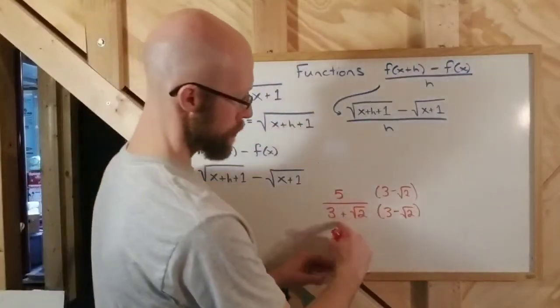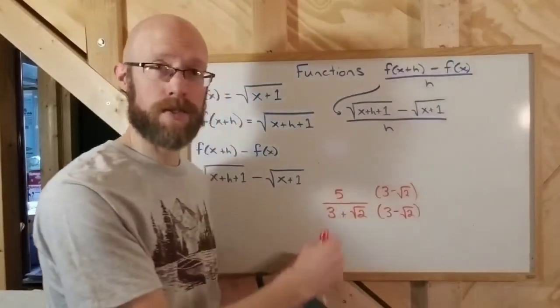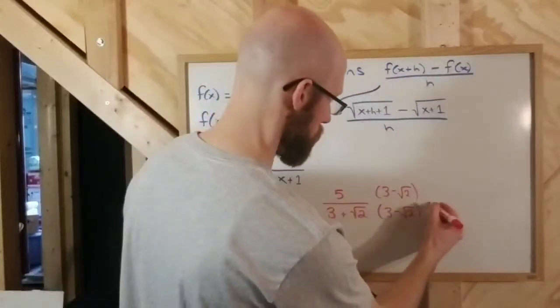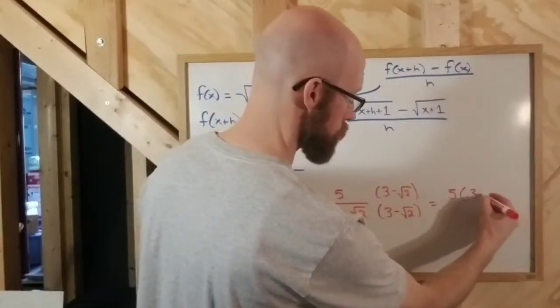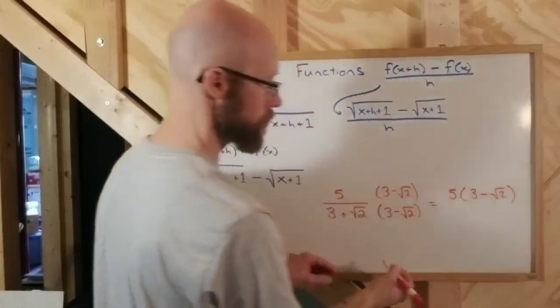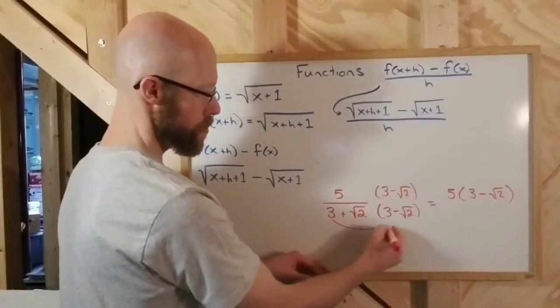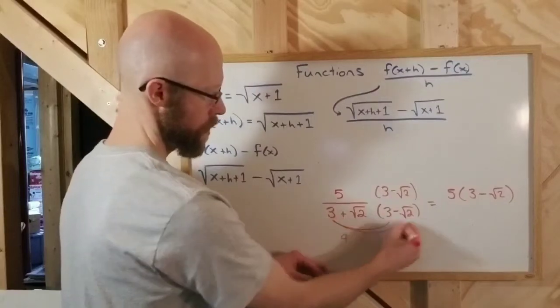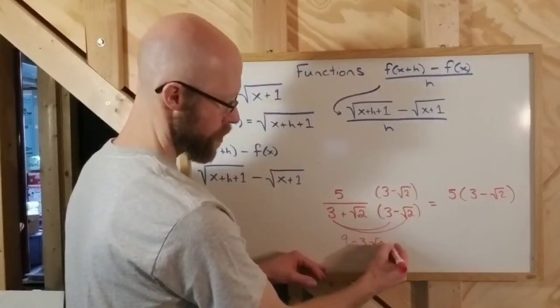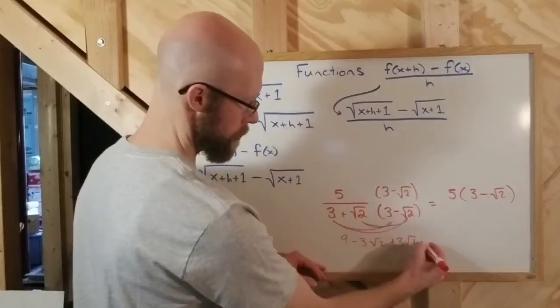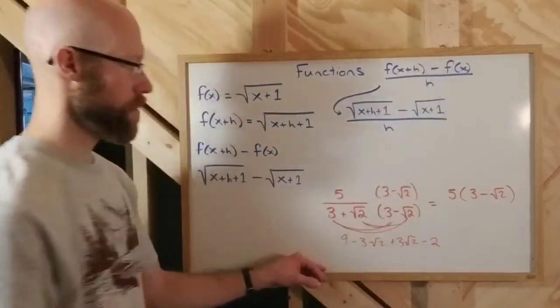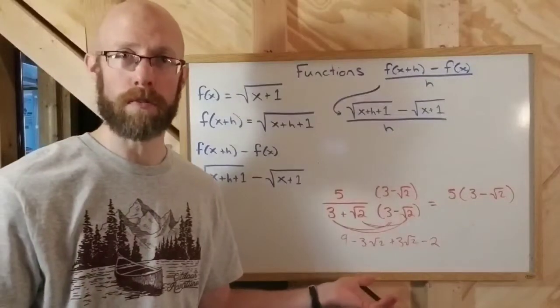And what happens when you multiply by the conjugate of something, the root disappears. So on top, you would have just the 5 times 3 minus root 2, and that you could combine if you wanted to. But on the bottom, when you distribute, you get 9, you get minus 3 root 2, you get plus 3 root 2, and you get minus 2 when you distribute or use the FOIL method there.